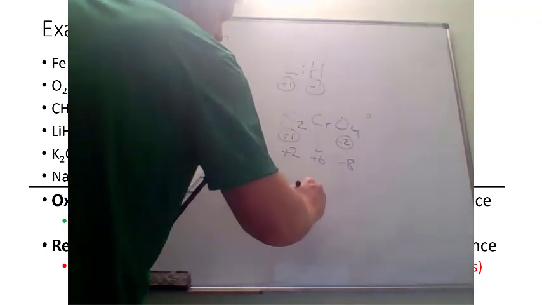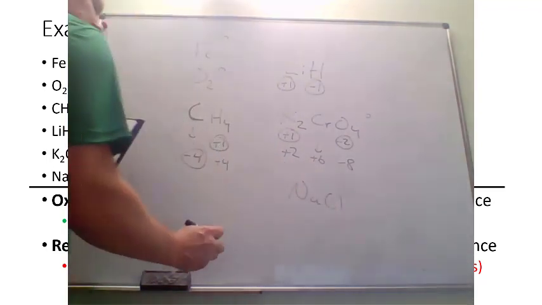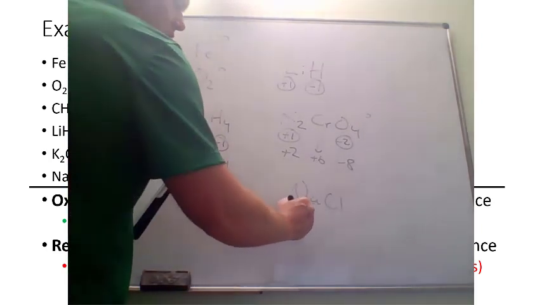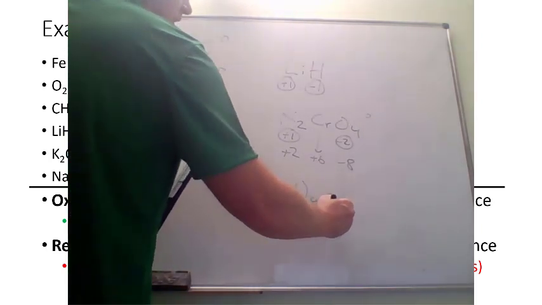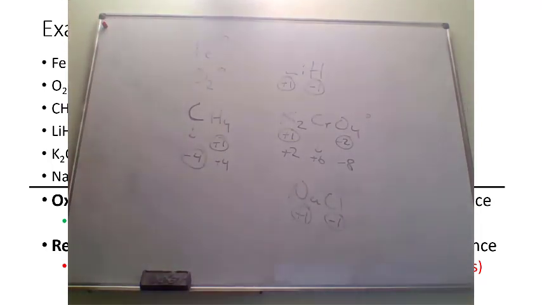Finally, NaCl. This one's quite easy. We can see that our alkali metals always carry our +1, and our chlorine carries a -1.